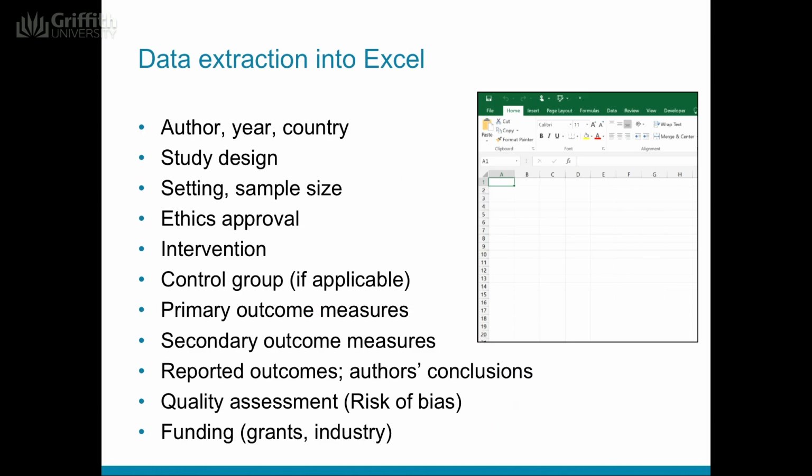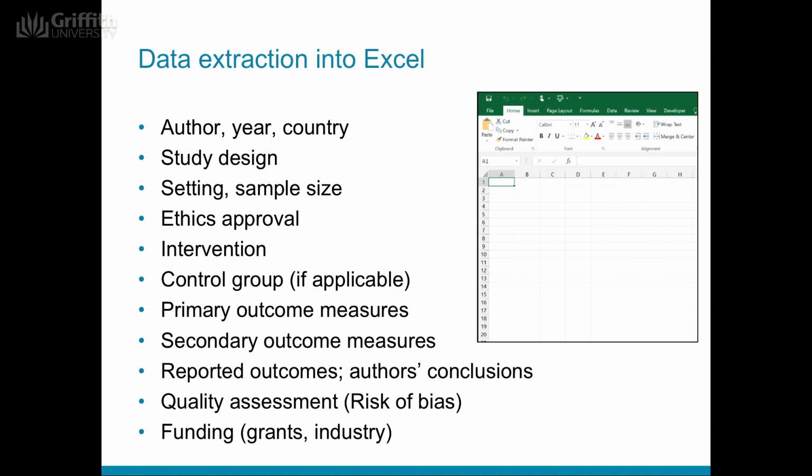Now, once I've got everything in EndNote, and I've narrowed it down, and I've now only got, say for example, 10 papers that I want to really analyse, I'm going to set up an Excel library and Excel spreadsheet and put the data into Excel. I'm going to make up different columns for author, year, country, study design, setting, sample size. Did they need ethics? What sort of an intervention? What sort of a control group, if there was one? What sort of primary outcome measures were they looking at? What sort of secondary outcome measures?